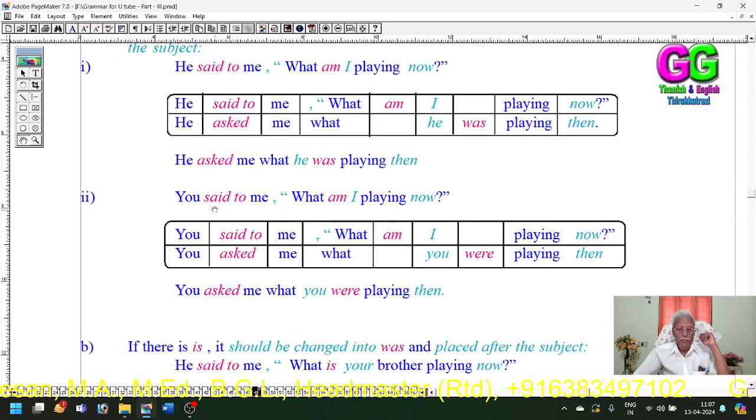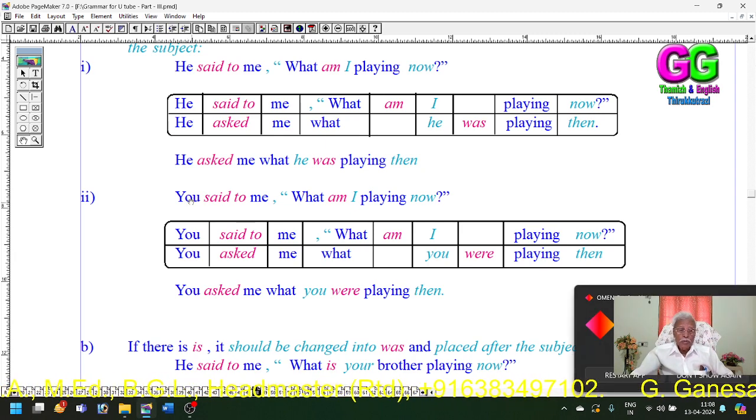Then, second, you said to me, what am I playing now? It's the same question. But here, the reporting subject is he. But in the second example, the reporting subject is you, I mean second person. It may be either singular or plural, but that is immaterial. But it is in second person. In second person, both singular and plural, only a plural verb is used.